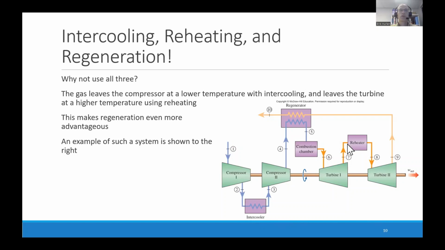In this situation, the gas leaves the compressor at an even lower temperature due to the intercooling, and leaves the turbine at a higher temperature due to the reheating. This increases what we previously called T4 and decreases what we previously called T2, which makes the regeneration process even more effective.